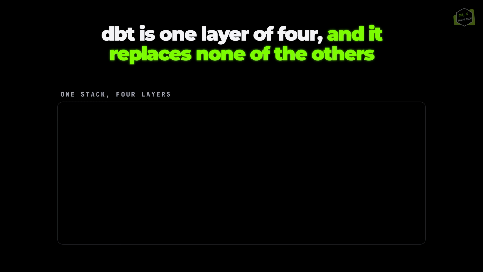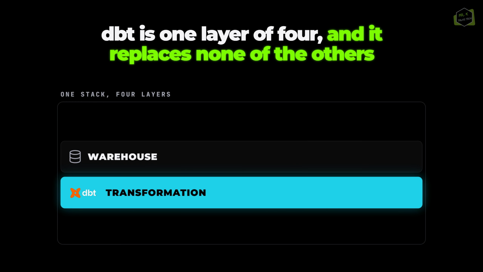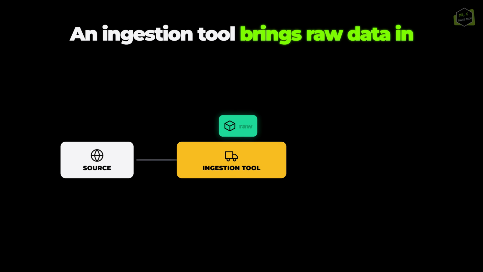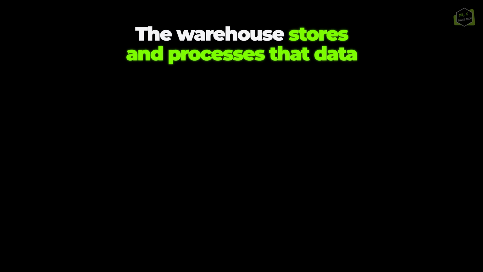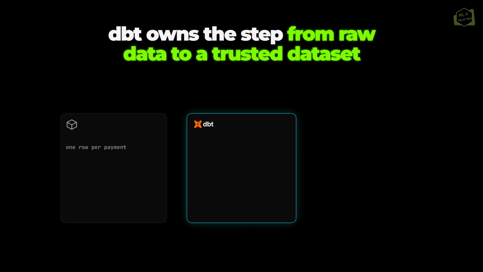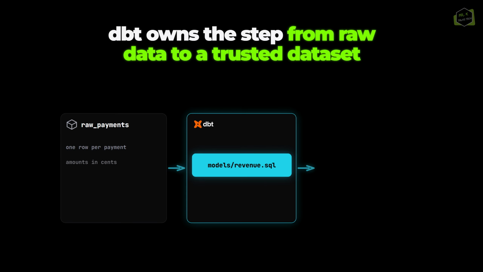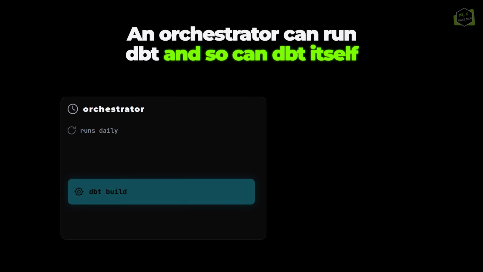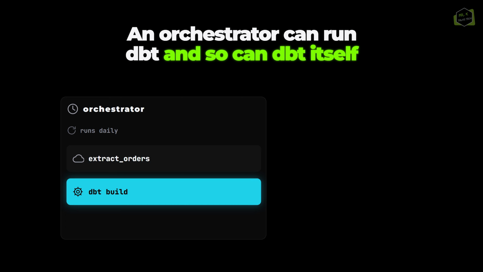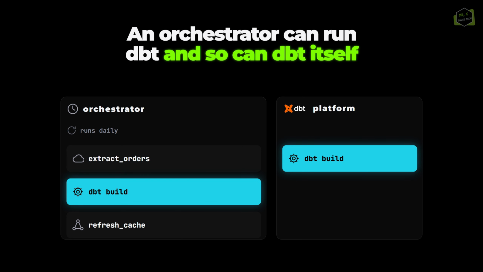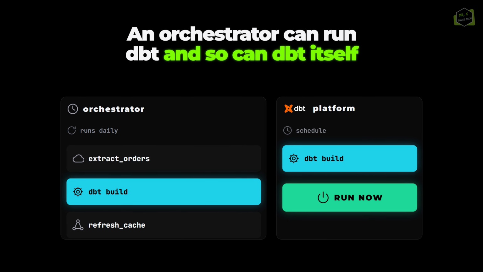One common misunderstanding is that DBT replaces the data warehouse, ingestion tools, or orchestration platforms. It does not. An ingestion tool brings raw data into the platform. The warehouse or lakehouse stores and processes that data. DBT manages the transformation logic that turns the raw data into trusted analytical data sets. An orchestrator may schedule DBT alongside ingestion jobs and other pipeline tasks, although the DBT platform also provides capabilities for scheduling and running DBT jobs.